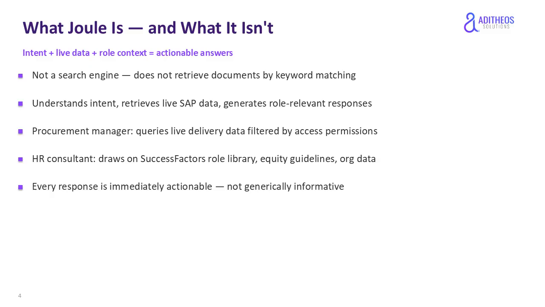Here's a concrete example. When a procurement manager asks Joule to list vendors with delayed shipments, Joule doesn't search documentation or guess. It queries the connected supply chain system, retrieves current delivery data filtered by the user's access permissions, and presents the results in a format relevant to the next decision the manager needs to make.